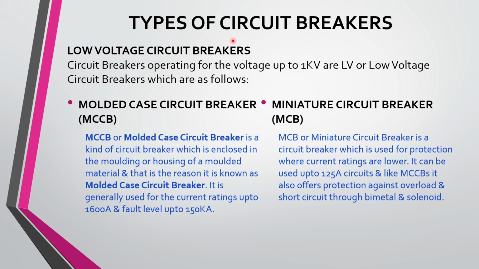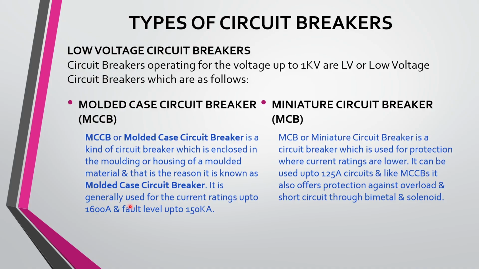Now the types of the circuit breakers for the low voltage category. Circuit breakers operating at the low voltage from 1 kV up to 1 kV, or low voltage circuit breakers, are as follows. They are molded case circuit breakers. A molded case circuit breaker is a kind of circuit breaker which is enclosed in a molding or housing of a molded material. And this is the reason why it is called molded case circuit breaker.